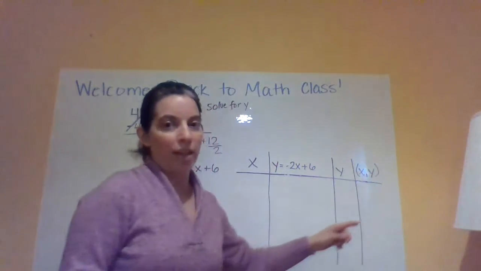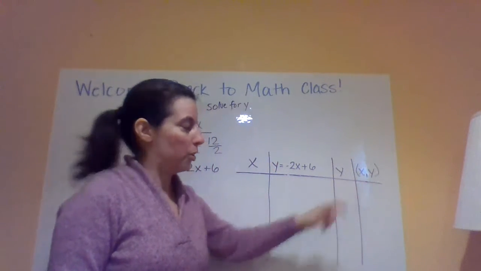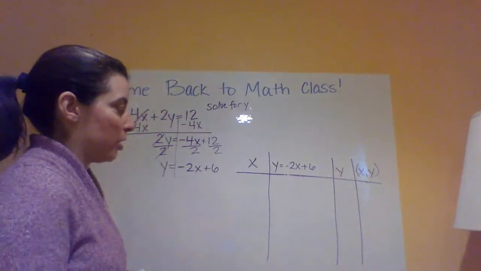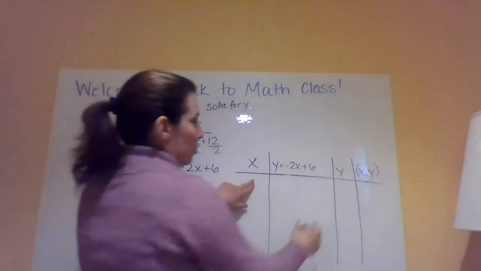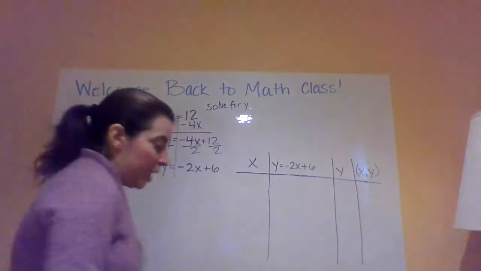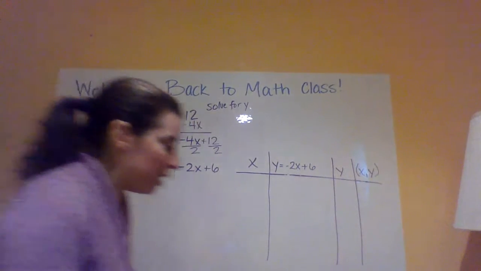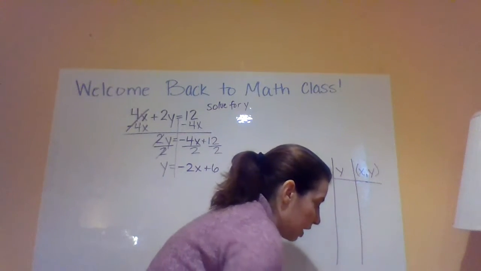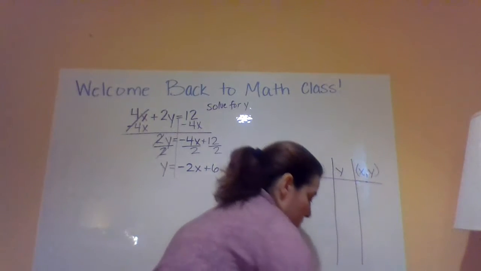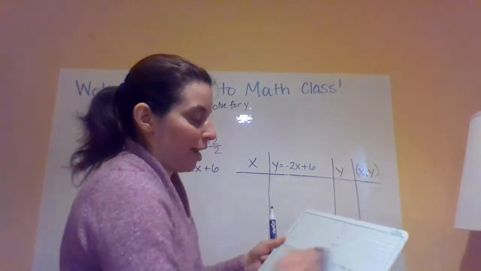You don't always see this last column with the x, y as an ordered pair, but it helps when you're getting used to it. Otherwise, you could just read them off from x and y. So for a linear equation, because every value of x would work, we can use any values of x we want.